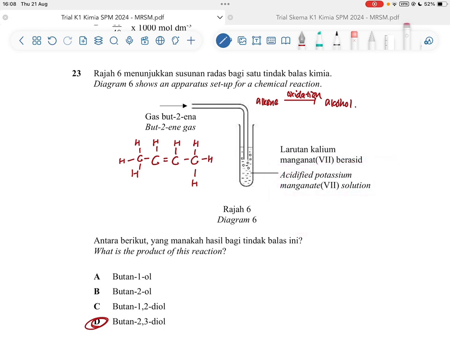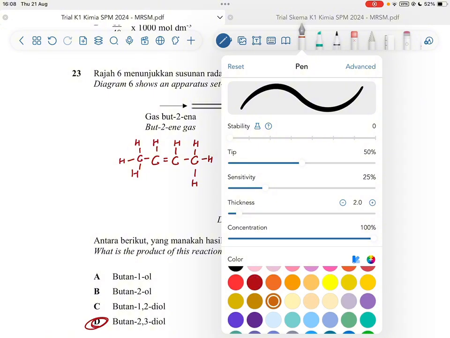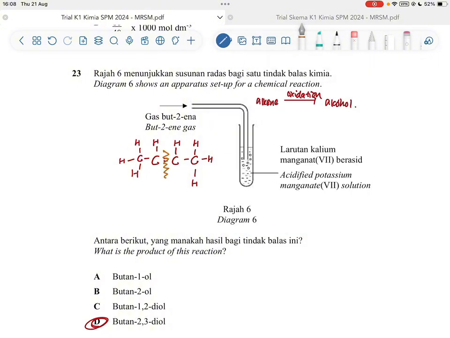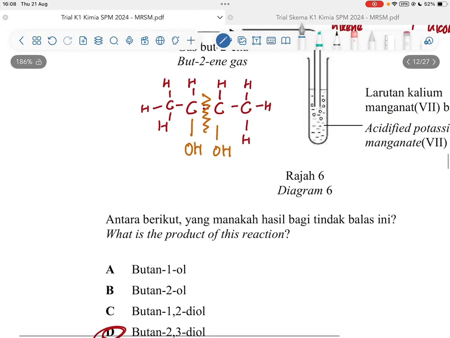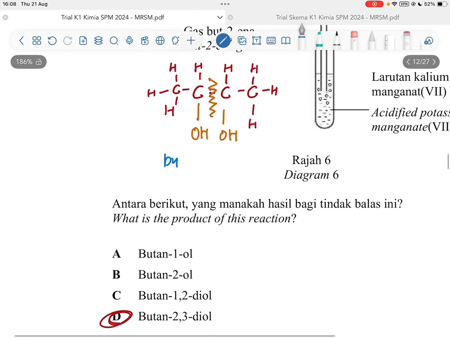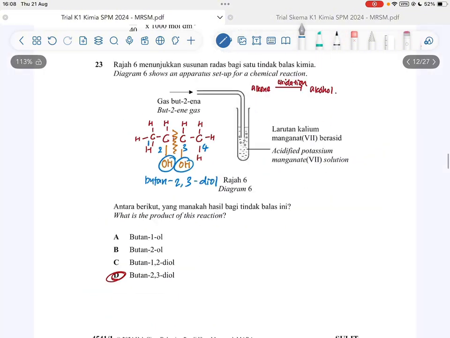So it will catalyze the cleavage of the double bond, and then add the OH inside it. So when we want to name the product, it will be butane-2,3-diol. This is because this is C1, C2, C3, C4. There are 2 hydroxyl groups that are located at carbon number 2 and carbon number 3.